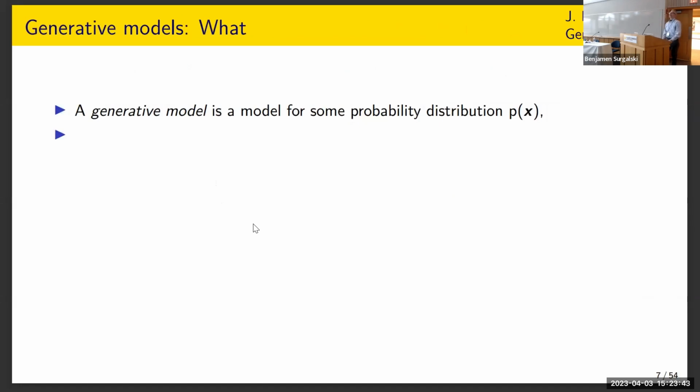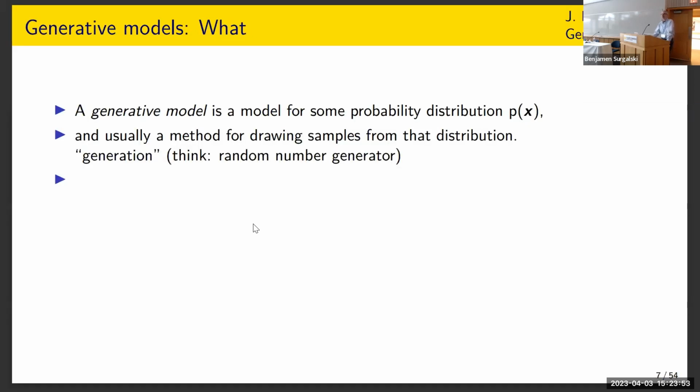Okay, so that's sort of the motivating introduction. So now let me dig a little bit into the tutorial aspect of generative models. So what is a generative model? It's a model for some probability distribution, and typically a method for drawing samples from that distribution. That's the generative part. And when you think of generative, I think of a random number generator. It's a thing that generates random variables from some distribution.